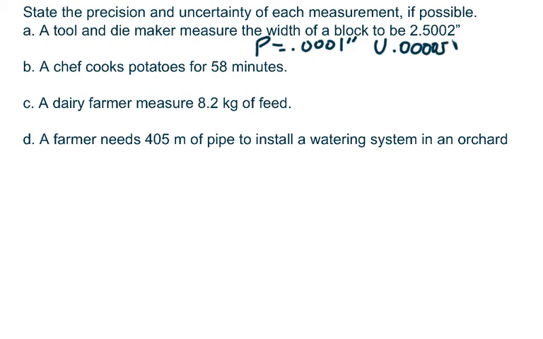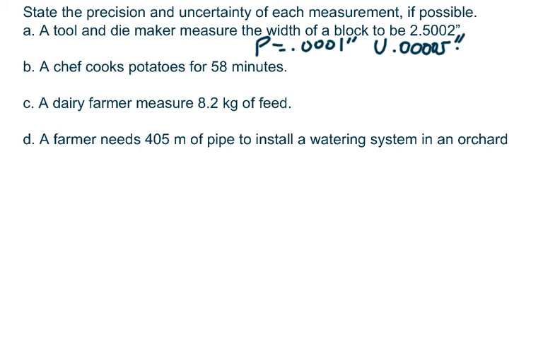Here, I'll erase this here. 0.00005 inches. So you can have decimal places. That's how precise the device is. It might be a digital display or something like that. Even if it's digital, it still has uncertainty.